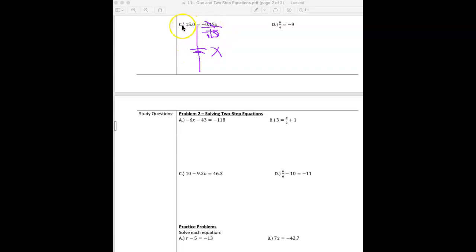So this side cancels out. You end up with 1x or just x. On this side, when you divide by negative 0.15, right? Because whatever you do to one side, you got to do to the other side.